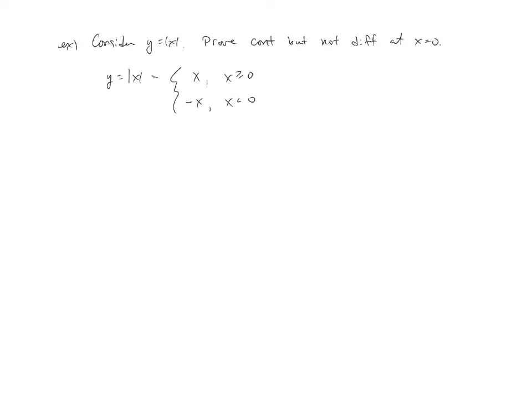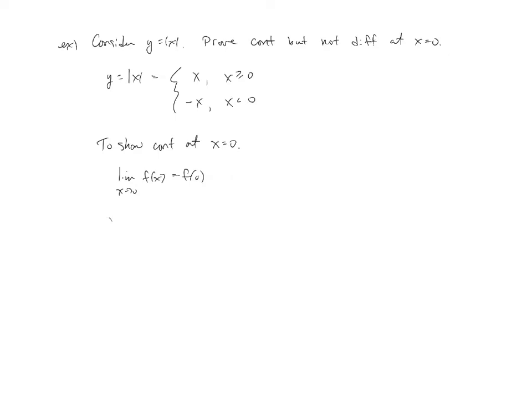Now, there's two parts to this proof. We need to first prove that it's continuous. And so to show continuous at x equals 0, remember the definition of continuity, we need to show that the limit as x approaches 0 of f of x is equal to f of 0.